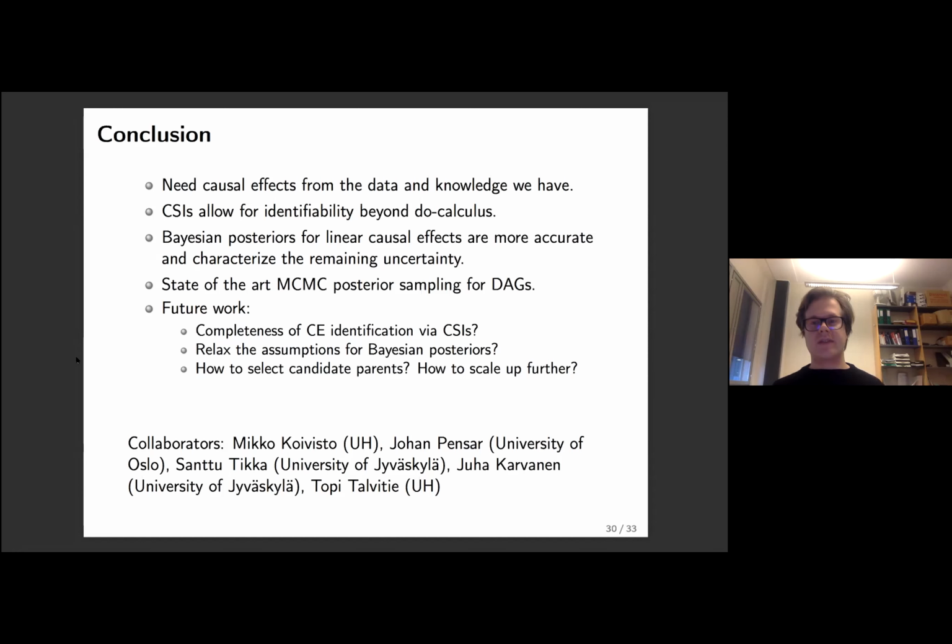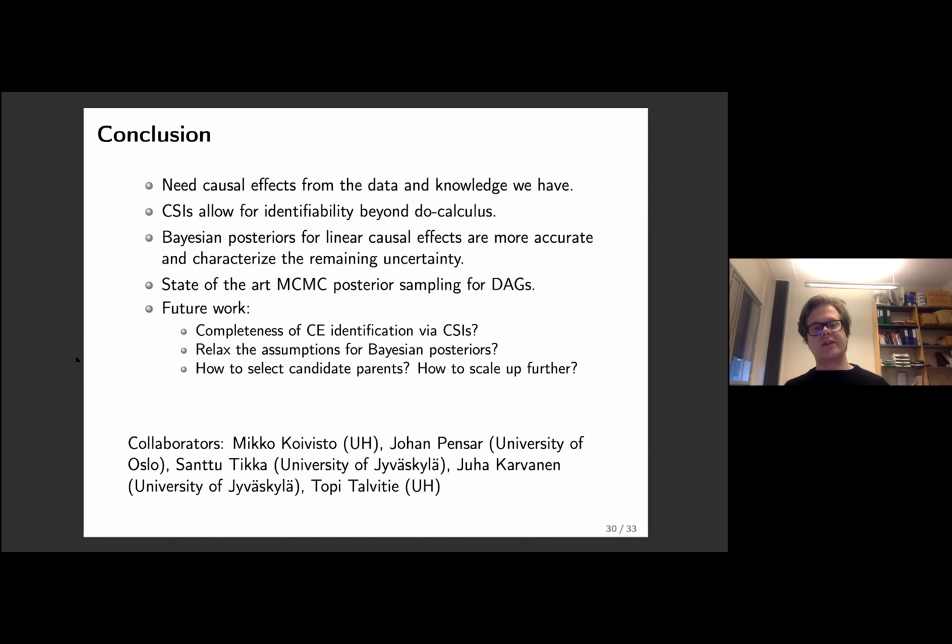this is not limited to linear models, so this works with any decomposable score. For future work, it would be very nice to somehow prove the completeness of causal effect identification via CSIs, but this is a much more complicated problem as it is an NP-hard problem, unlike previous identifiability problems.